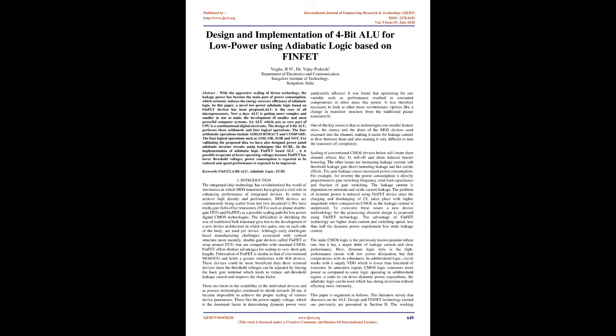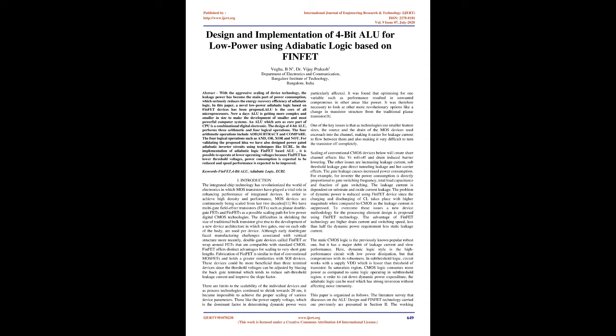ALU is the core of all microprocessors. Nowadays ALU is getting more complex and smaller in size to make the development of smaller and more powerful computer systems. An ALU, which acts as the core part of the CPU, is a combinational digital electronic circuit. The design of the 4-bit ALU performs 3 arithmetic and 4 logical operations. The arithmetic operations include add, subtract, and compare. The logical operations are AND, OR, XOR and NOT.